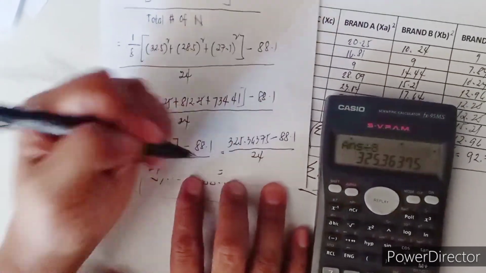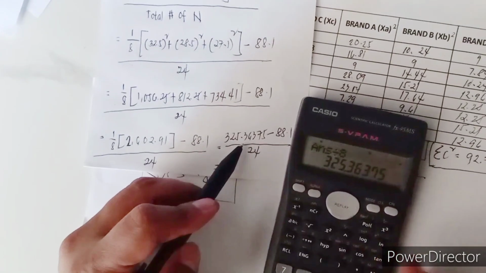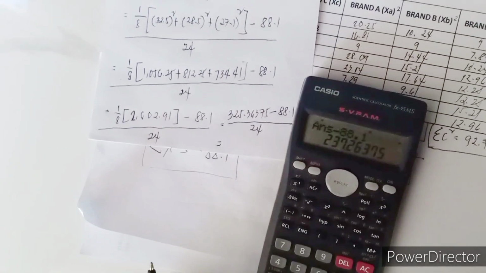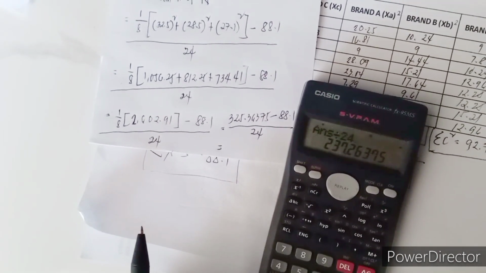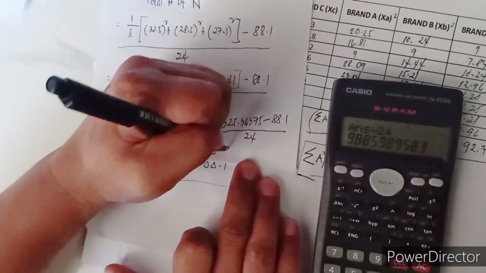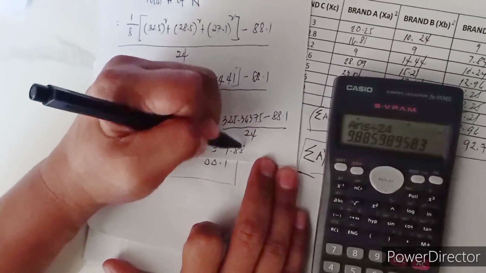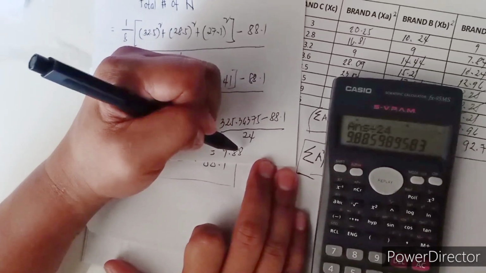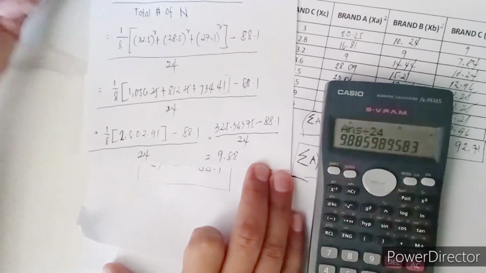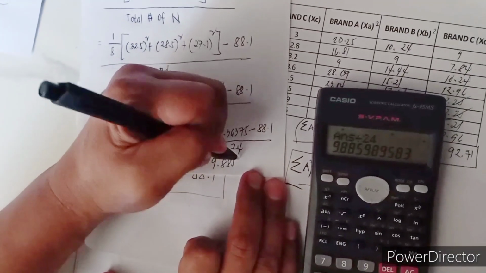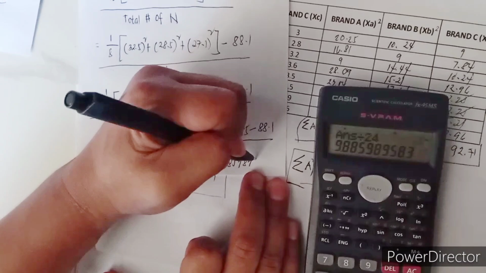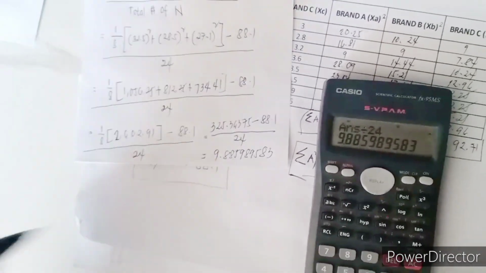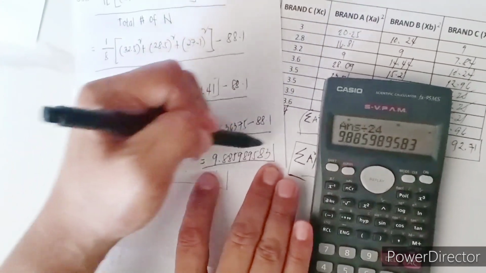Yan, pwede na natin i-dire-diretso. Tama, ma'am? Yes. So, we have now 325.36375 minus 88.1, divided by 24, our SSB is equal to 9.885989583. Sige, lahat na lang para mas accurate. So, yan po ang ating SSB. Kinukuha muna natin lahat, ma'am.